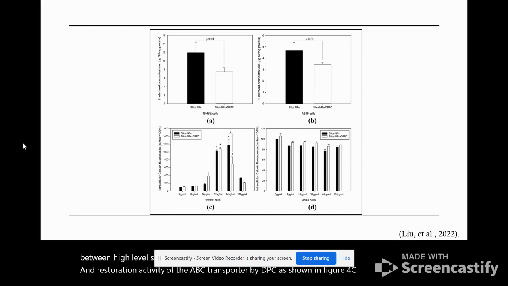Nonetheless, the A549 cell line presents a higher ABC transportation activity than 16-HBE cells, but the activity of the ABC transporters in this cell line was not significantly affected by silica nanoparticles in the presence or absence of DPPC coating, as shown in figure 4D.